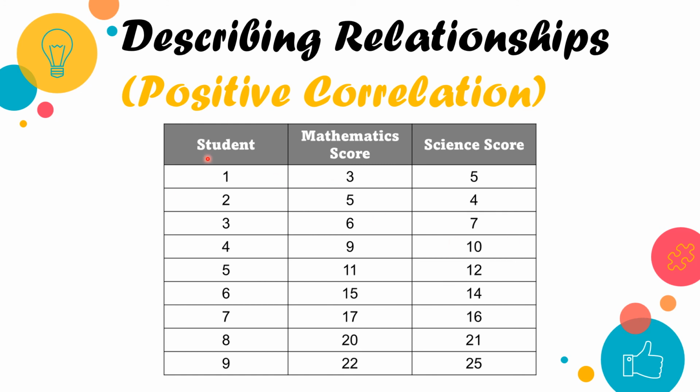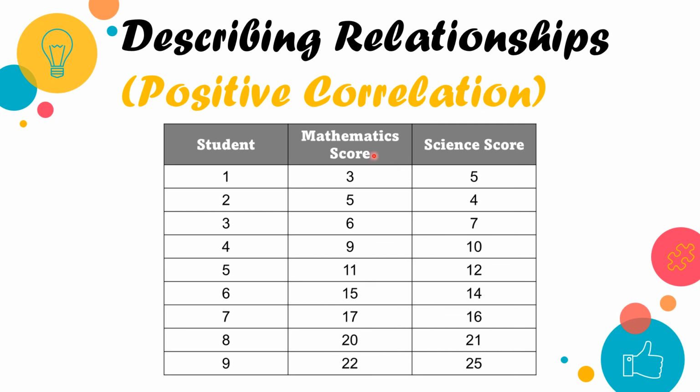We have here an example. Let's look at the table. We have students 1 to 9, and then we have a score in mathematics, and then we have a score in science. What we want to know here, for example, is that we conducted a survey and took data, got their scores, and we want to know if there is a relationship between the students' mathematics scores and their science scores. Okay?